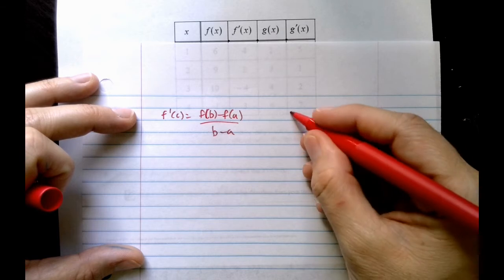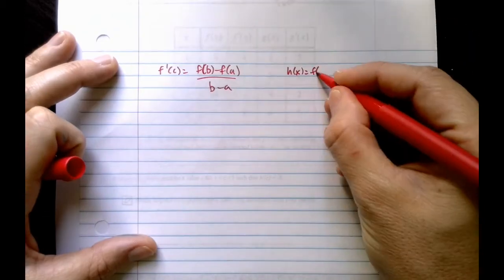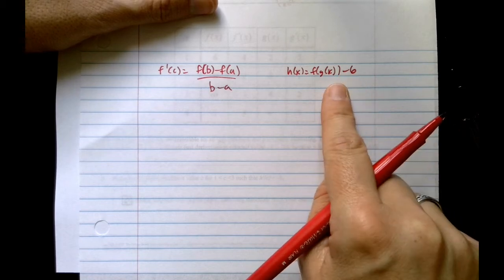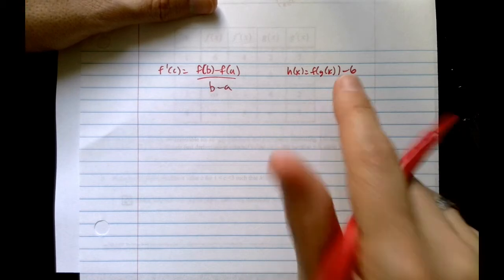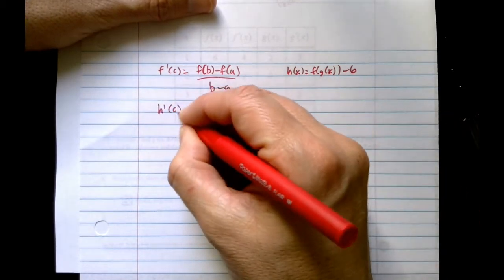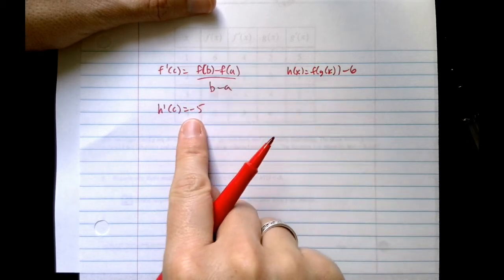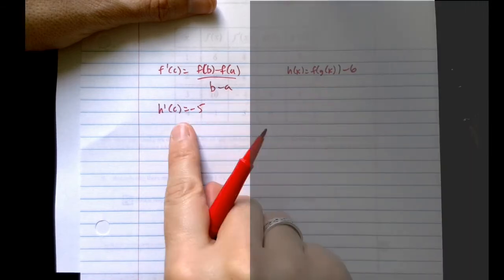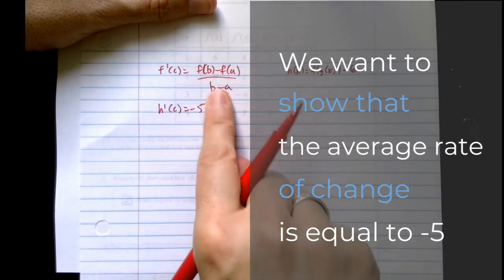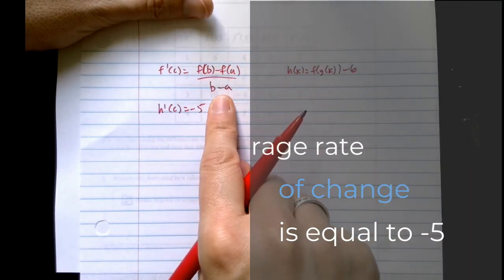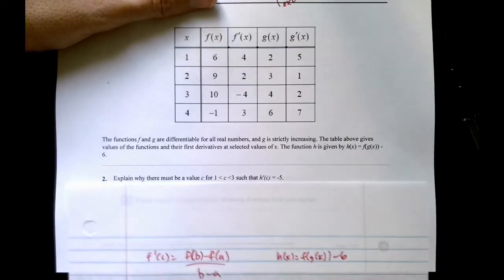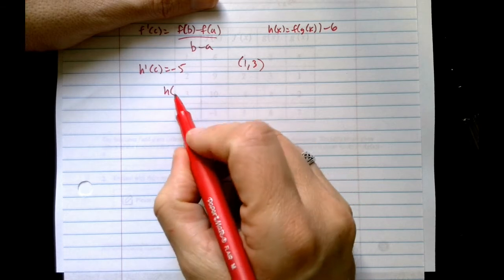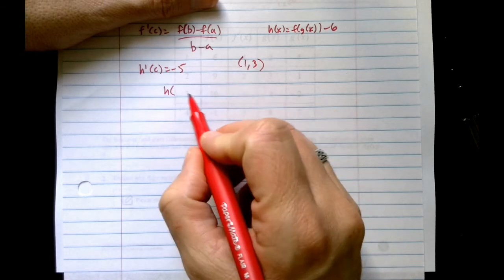Alright, so h of x is defined as follows. So in this particular case, what we want to show is that h prime of c equals negative 5. So if we can calculate this form here, we're going to apply this side of the mean value theorem. Okay, so what's my interval again? 1 to 3. So let's calculate h of 3 minus h of 1 over 3 minus 1.